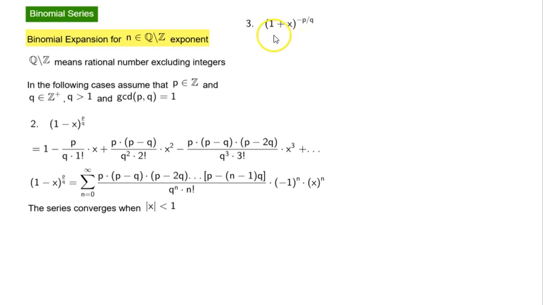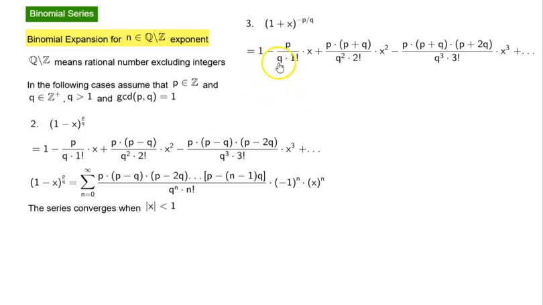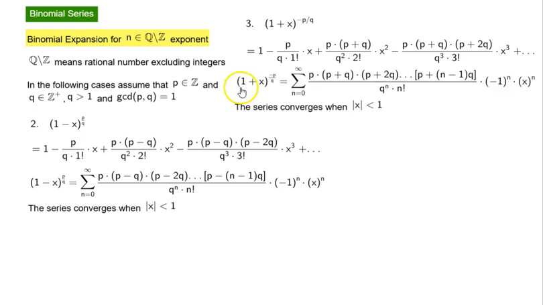Now let's look at the third case. 1 plus x to the power of p by q was the first one. Now we have minus p by q. So what happens in this case? We end up with 1 minus p by q times 1 factorial x plus p times p plus q by q square times 2 factorial and so on. And here again you will notice that the signs are alternating. So we have 1 plus x to the power of minus p by q, this expression with the extra factor, that is minus 1 to the power of n. And again the series converges when absolute value of x is less than 1.